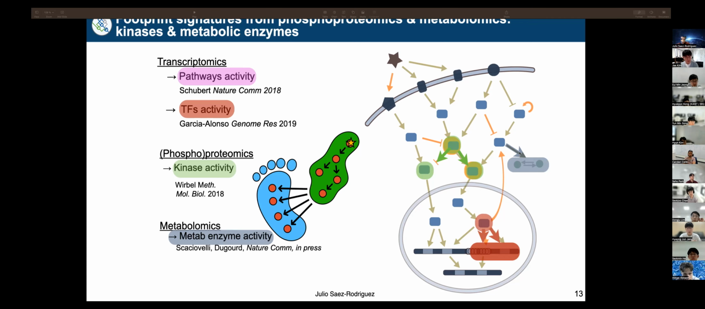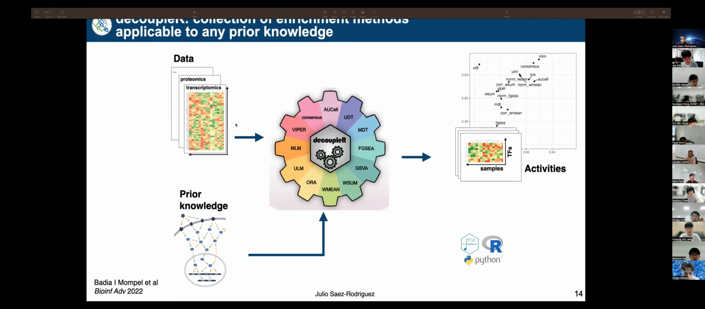So regardless of the type of omic data and the type of prior knowledge that I want to use to estimate these footprints, at the end of the day, what I do is perform some type of enrichment, right? And there are many methods, from very simple overrepresentation analysis to gene set enrichment analysis to ULM and VIPER.